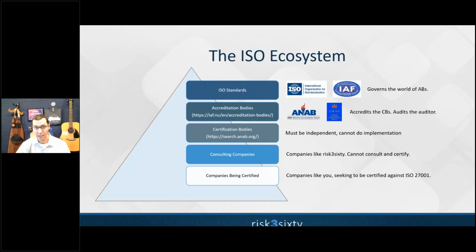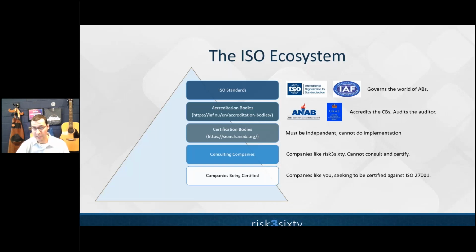So to walk through the ISO ecosystem and all the different parties involved, the very base here is organizations like your own that are looking to be certified to, let's say, ISO 27701. So you are the audited entity. You have consulting companies like Risk 360. We can provide consulting, readiness and preparation. We do not actually perform certifications to 27701 or any ISO standard.